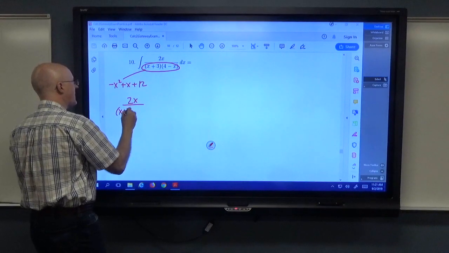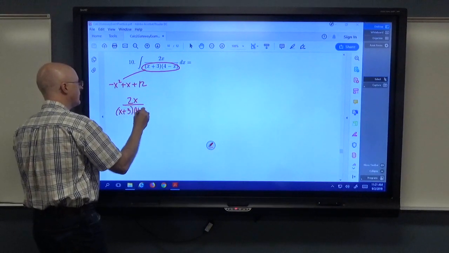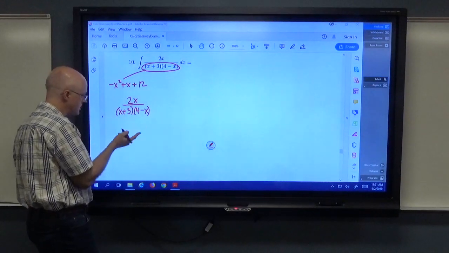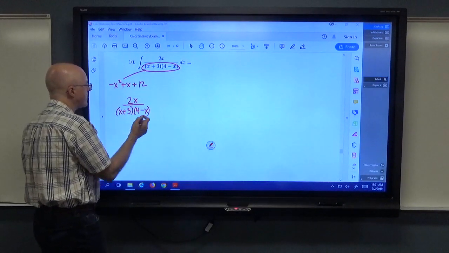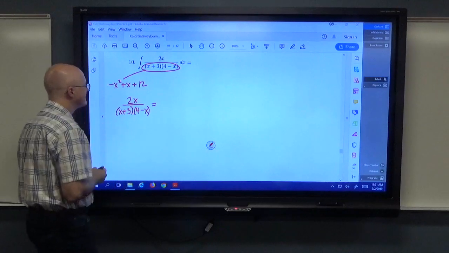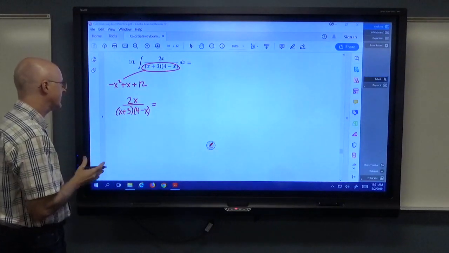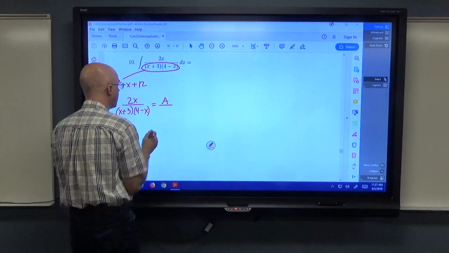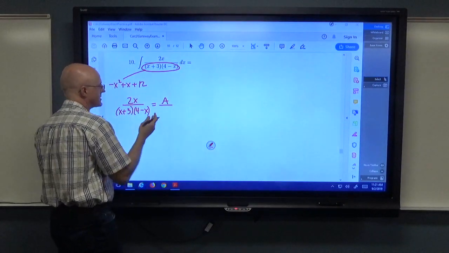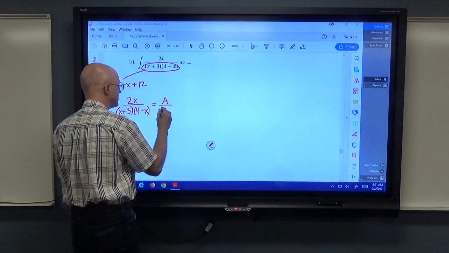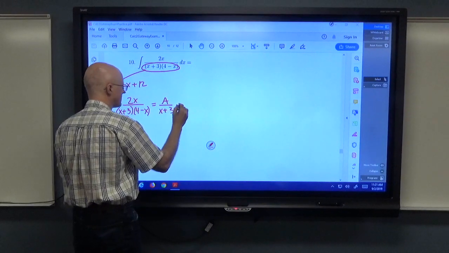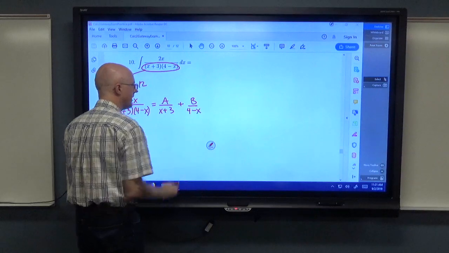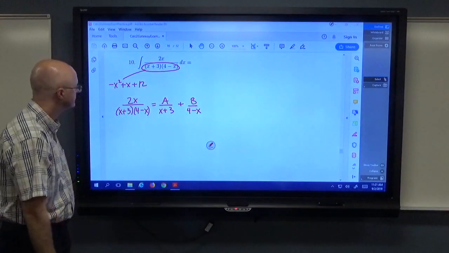And again, it's a rational function where the degree of the top, which is 1, the highest power of x, is less than the degree of the bottom, which is 2. It's quadratic. And if that's the case, if you've got 2 linear factors in the bottom, which is the simplest kind of case, you want to write this combined fraction as the sum of two fractions with these two different denominators here, sort of reversing the process of fraction addition.